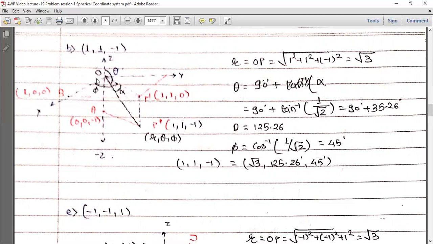So in triangle OBP dash, OP dash is the hypotenuse, BP dash is the perpendicular, and OB is the base. Correspondingly, phi will be written as cos inverse of OB upon OP dash. Since OB is 1 and OP dash is square root 2, as we have already explained in the previous part, phi will be equal to 45 degree. And correspondingly, the point (1, 1, -1) can be written as square root of 3, comma 125.26 degree, comma 45 degree in the spherical coordinate system.